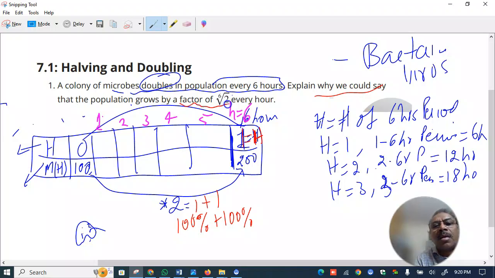Now the question asks: explain why we could say that the population grows by a scale factor of this. What that means is we want to know what the factor is for every hour, what number multiplies each hour. So each hour, there will be 6 of them. You can see very clearly. And imagine we don't know this, I'll call it B. This is B, this is B. B is the growth factor for every hour.